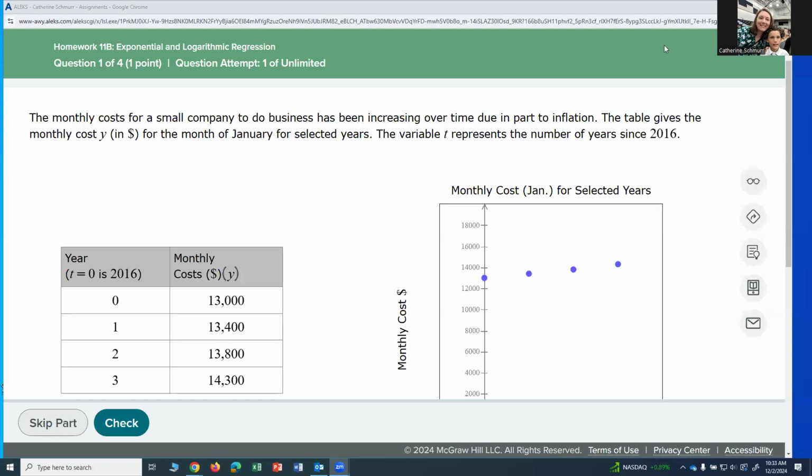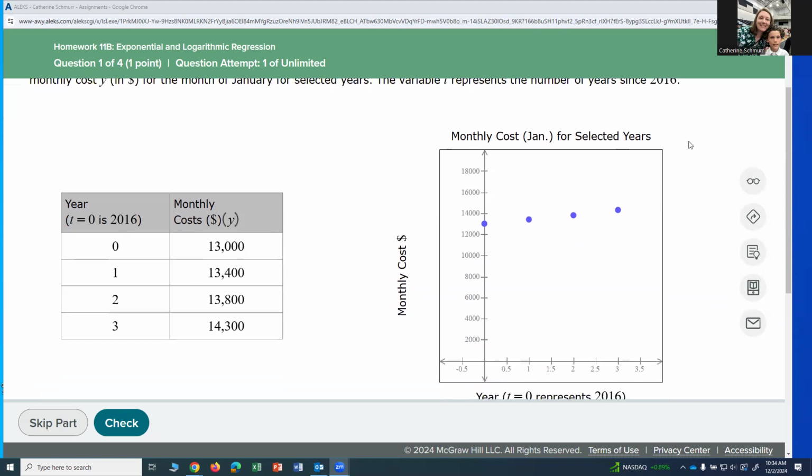This video is a quick run through of exponential regression in response to a student question. The problem we're looking at is from the homework. It says the monthly costs for a small company to do business has been increasing over time due in part to inflation. The table gives the monthly cost Y in dollars for the month of January for selected years. The variable T represents the number of years since 2016.